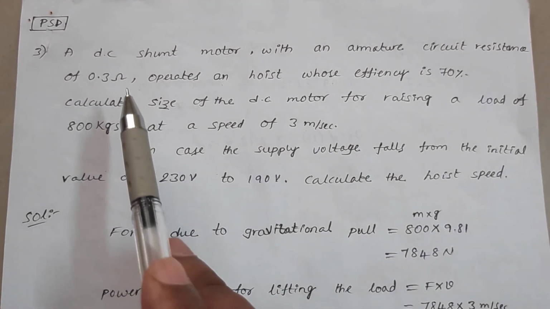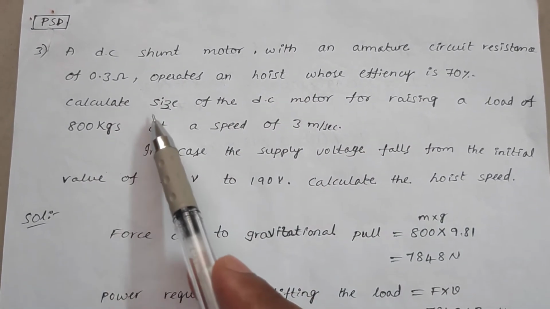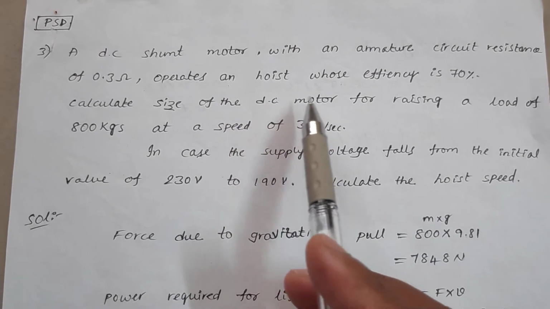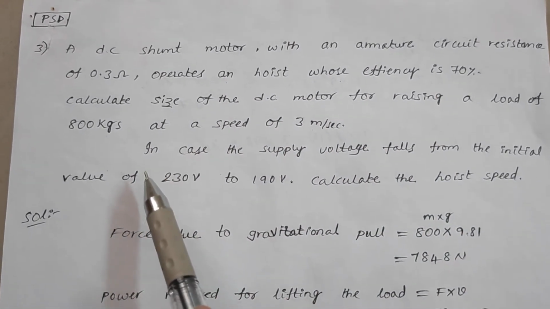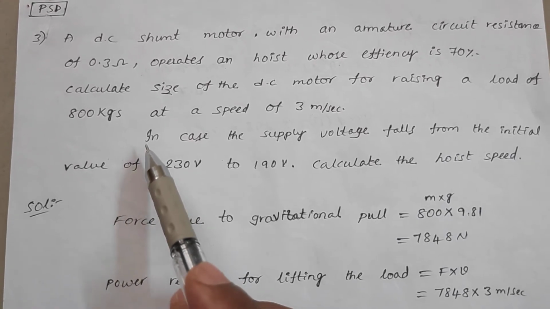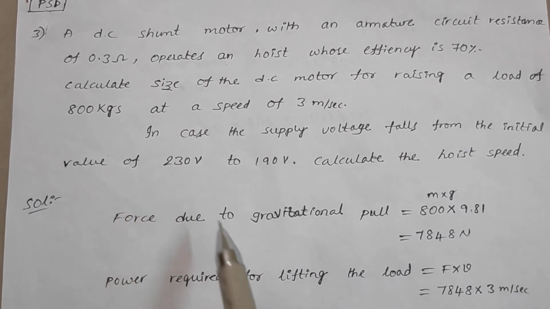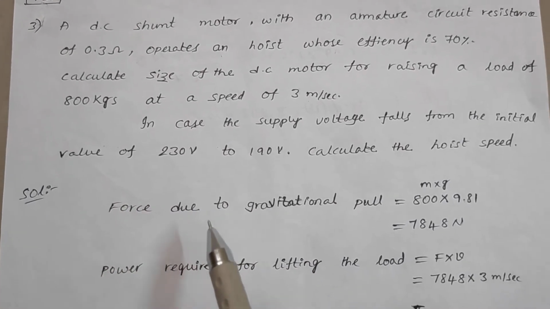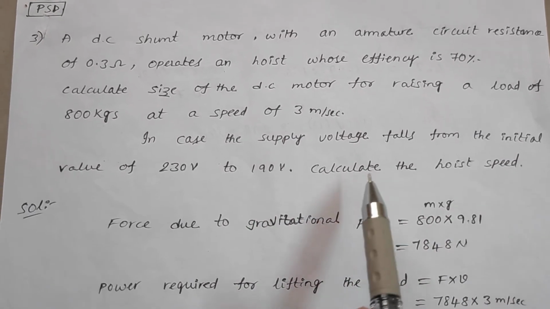The problem statement is: a DC shunt motor with an armature circuit resistance of 0.3 ohm operates a hoist whose efficiency is 70%. Calculate the size of the DC motor for raising a load of 800 kgs at a speed of 3 meters per second. In case the supply voltage falls from the initial value of 230 volts to 190 volts, calculate the hoist speed.